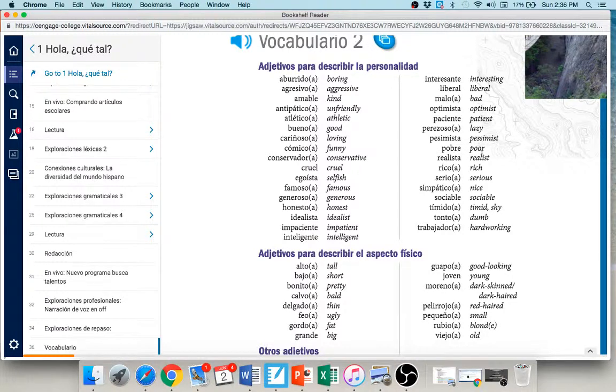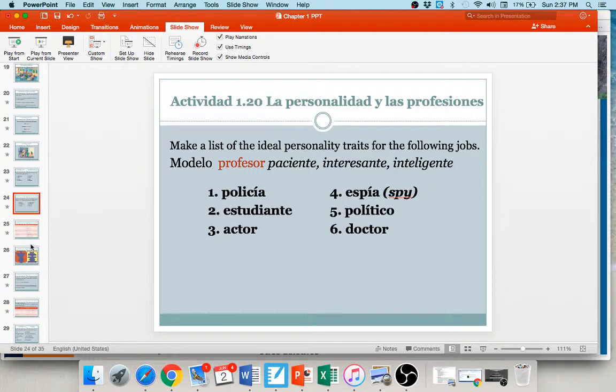You might know a student who is muy optimista, very optimistic, or maybe you know a student who's trabajador, hardworking, or maybe you know a student who is sociable. So you can go through and describe each of these things.